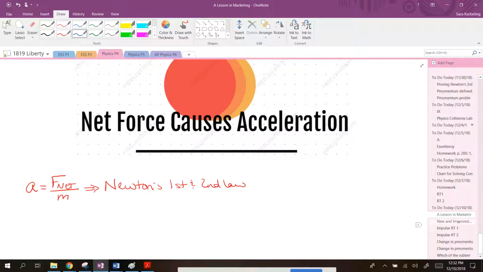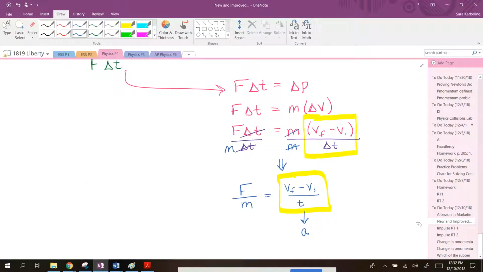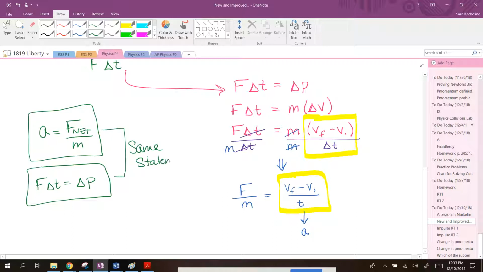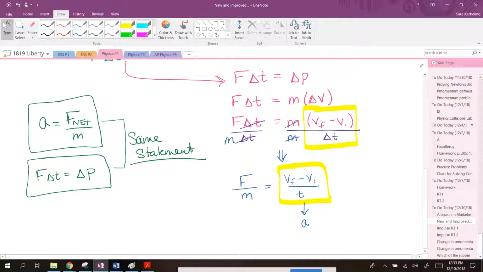Are you with me? Is this making sense to you? So indeed, these two things, I'm going to write them out so we've got them side by side. a equals F net over m. And F delta T, it's really the net force, but I'm just going to leave it as F delta T, is equal to change in momentum. These are the same statement. Okay. The top one we usually call Newton's first and second law.